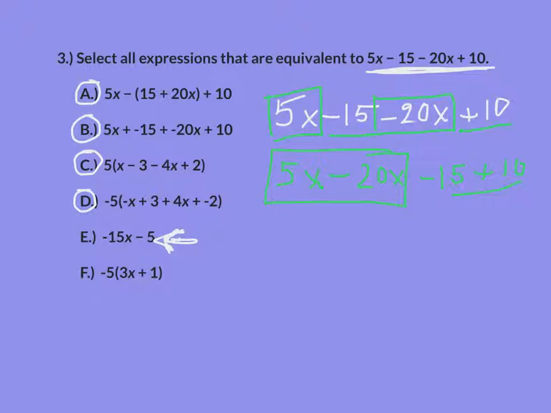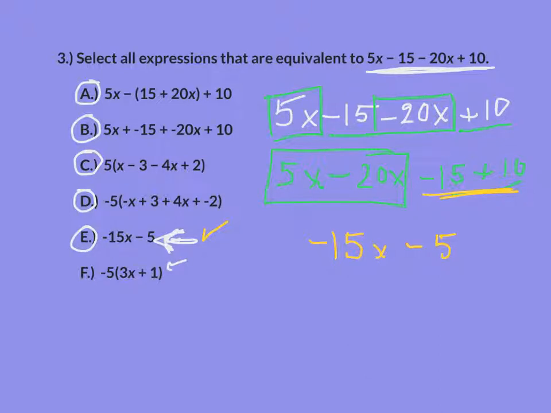Okay, 5x take away 20x. I've got 5x's, take away 20x's, so let's pretend those are dollars. I've got $5, I take away $20. That gives me a negative $15, but really negative 15x. Then I've got negative 15 plus 10. So I'm at negative 15, I go up 10, so that brings me up to negative 5. So negative 15x minus 5, that is exactly what this is. So E also works. And then it looks like this could be the factored form.